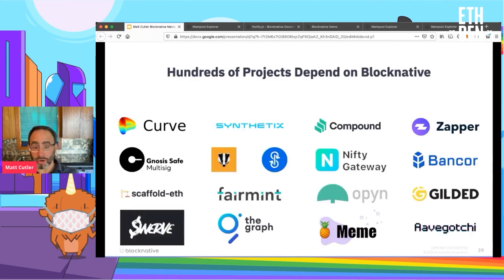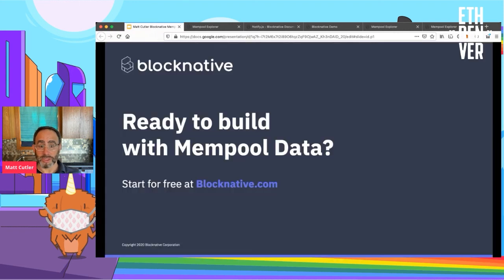So we very much encourage you to join a lot of the top projects in the ecosystem that are using our libraries. And if you're ready to start building, you can start for free at BlockNative. Look at it yourself. There's a ton of content. There's a ton of writing out there. And we just really want to encourage everybody in the ecosystem to pay attention to mempool data and to incorporate it in thoughtful and meaningful ways.